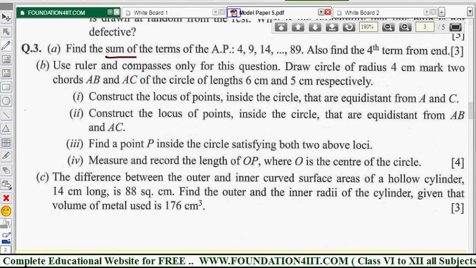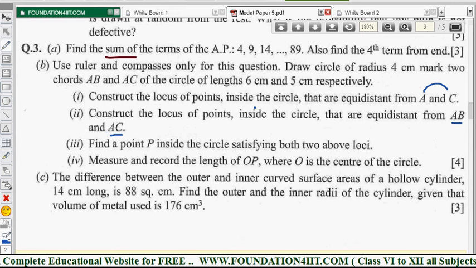Use the ruler and compass only for this question. Draw a circle of radius 4 cm. Mark two chords AB and AC of the circle of length 6 and 5 cm respectively. Then construct the locus of the points inside the circle that are equidistant from A and C, and also equidistant from AB and AC. So always remember, whenever you want to find points equidistant from the vertices, we should bisect that line segment, AC. If you want points equidistant from the sides AB and AC, A is the common point, so we should bisect the angle between these two.